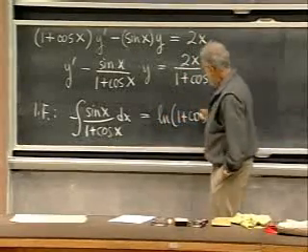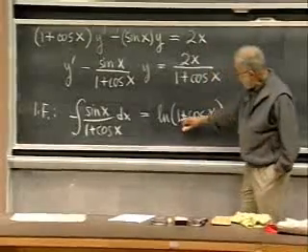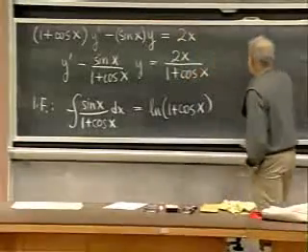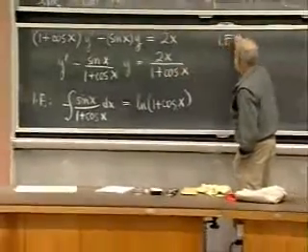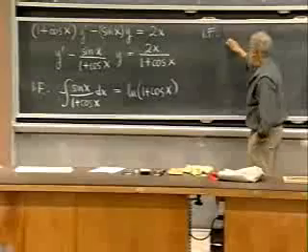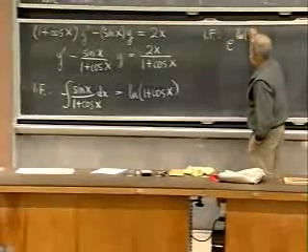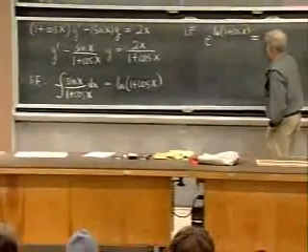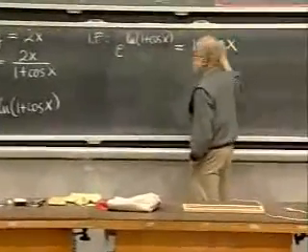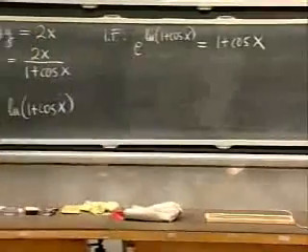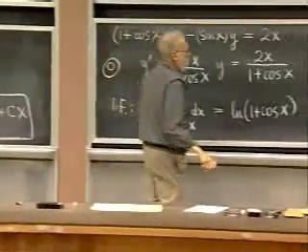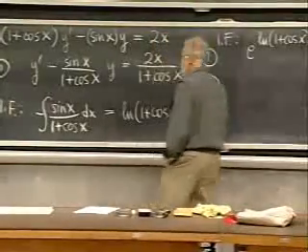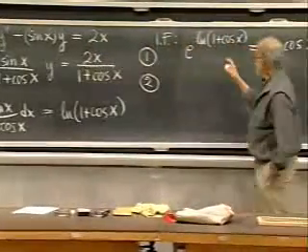Is that right? 1 over 1 plus cosine x times the derivative of this, which is negative sine x. Therefore, the integrating factor is e to that. In other words, it is 1 plus cosine x. So this was step 0. Step 1, we found the integrating factor. And now step 2, we multiply through by the integrating factor.